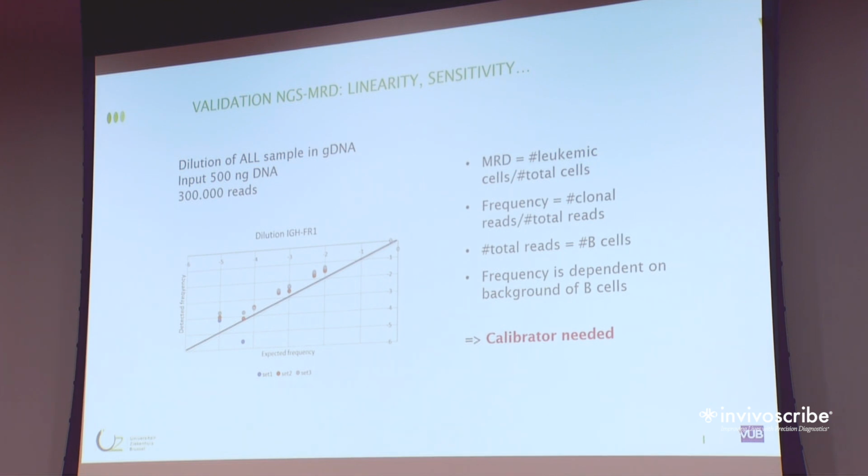The MRD which we are used to speak about is in fact the number of leukemic cells divided by the total number of cells. But what you measure here is the frequency, and the frequency is in fact the number of clonal reads divided by the total number of reads. And the total number of reads are just the cells that have a rearrangement. So the frequency is dependent on the background of the B cells. And to get the same number figure as the classical MRD, we need a calibrator.